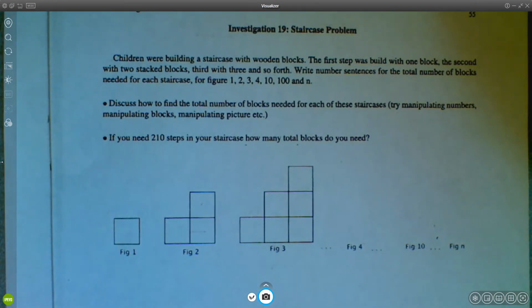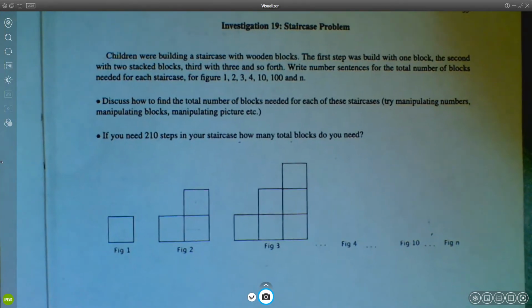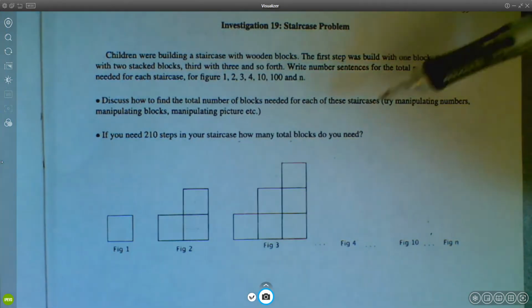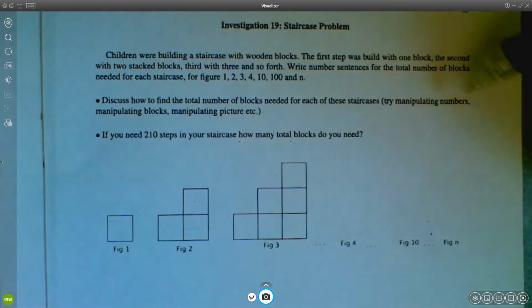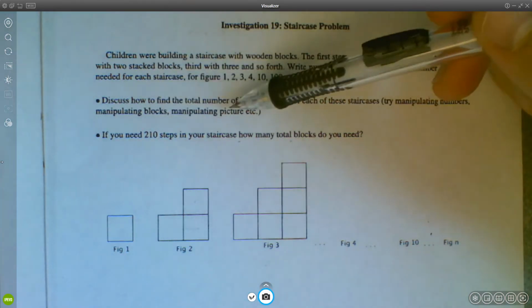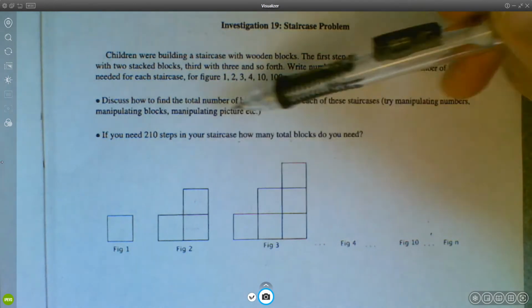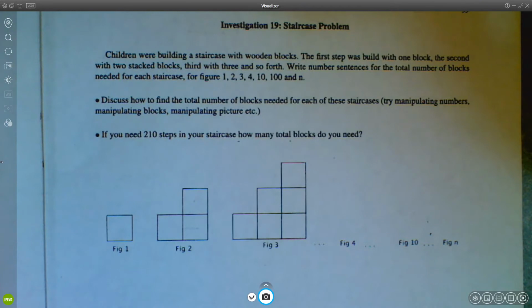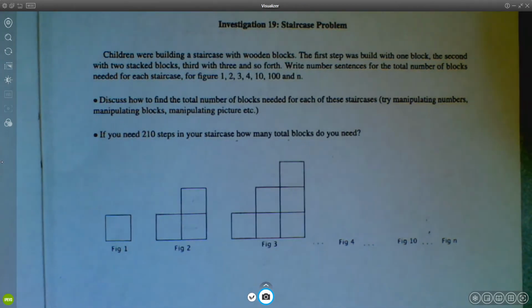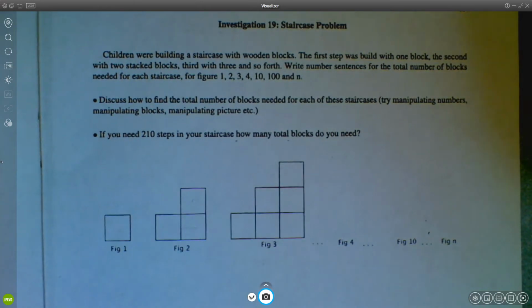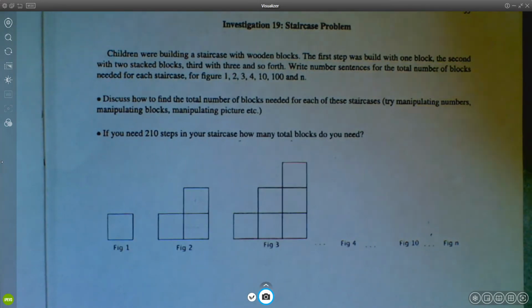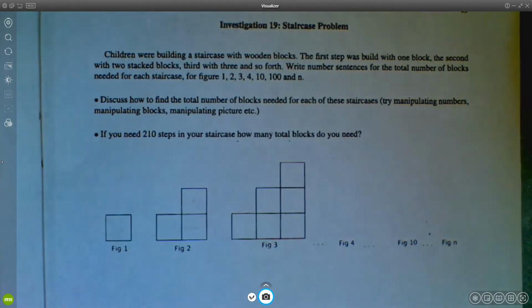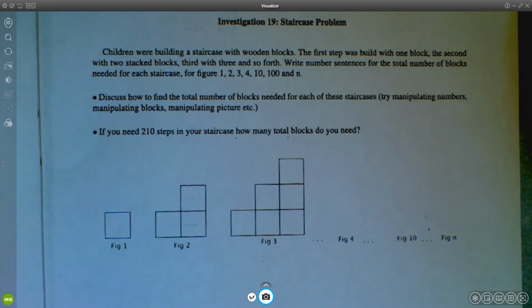I'd like for you to pause the video and grapple with this problem for a little while. And remember, you can manipulate numbers, you can manipulate the blocks, you can move blocks around, you can try to see what pieces are missing, whatever. Any of the techniques that we've used before, and any other creative thing you can come up with to try to figure out how many blocks are in figure n is going to be useful. So go ahead and give the video a pause and see what you can come up with.